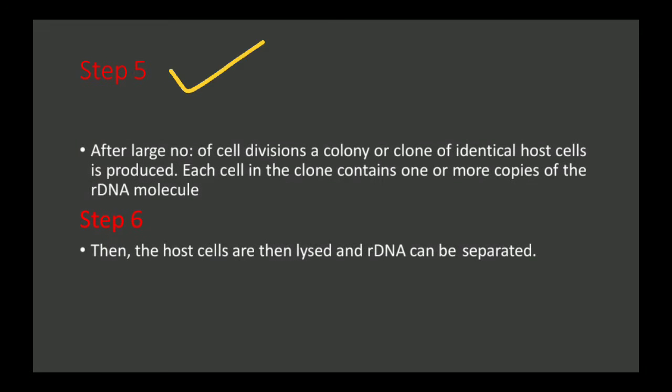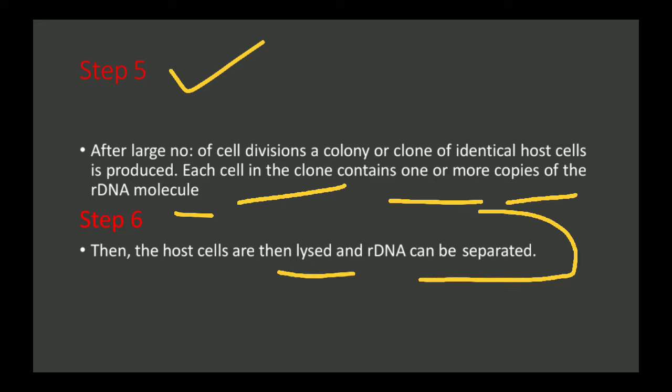What is step number 5? After a large number of cell divisions, a colony or a clone of identical host cells is produced. Each cell in the clone contains one or more copies of the recombinant DNA molecule. When you are producing the clone, you are replicating the exact thing. Okay, what does it contain? It contains the vectors, the gene inserted into it, and the chromosome of the host organism. And step number 6 is that the host cells are then lysed and the RDNA can be separated.